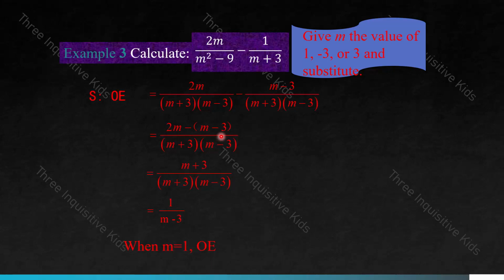So if m is equal to 1, then the original equation is equal to 1 over 1 minus 3, which is equal to -1/2. But again, if you chose to give m the value of -3, you would have gotten -1/6. And if you gave it the value of +3, that would be 1 over 0. And that's not something that exists in mathematics, so the answer would not exist. There would not be a possible answer.